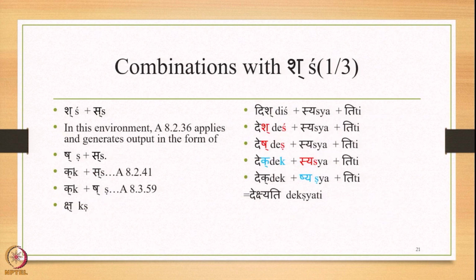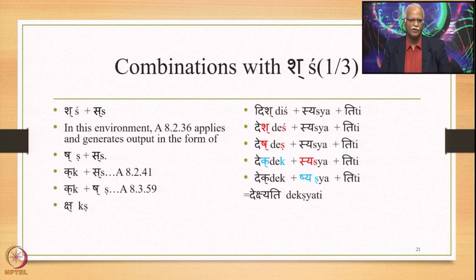Let us look at the combinations with sh, where we have sh plus s. In this environment 8236 applies and generates the output in the form of sh murdhanya plus s. Then this sh is substituted by k by 8241, and then finally the s gets substituted by sh by 8359, which is a conjunct consonant and even written as a conjunct consonant, namely ksh.